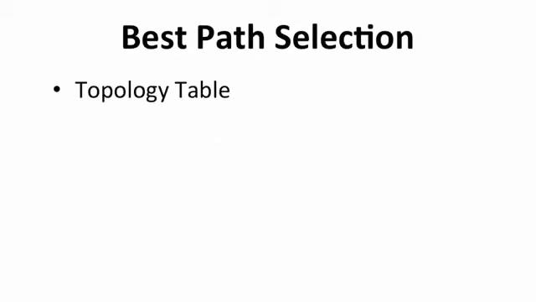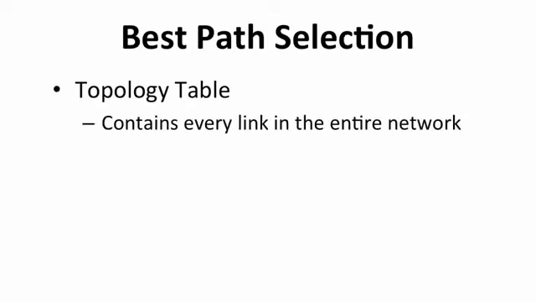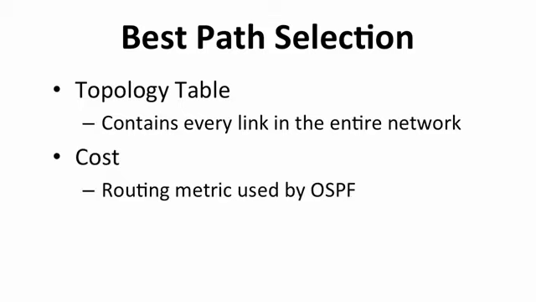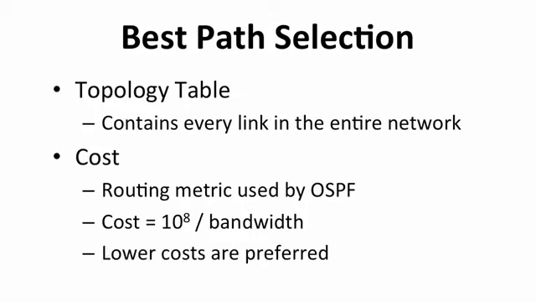So now that OSPF has gathered all this information, it needs to know what to do with it. It needs to choose the best path. So it puts all the information in a topology table. And the metric for OSPF is cost. Cost is 10 to the power of 8 divided by bandwidth, and lower costs are preferred. So the best way to understand cost is for us just to draw this out to see how it works. So let's draw out a 6 router network.